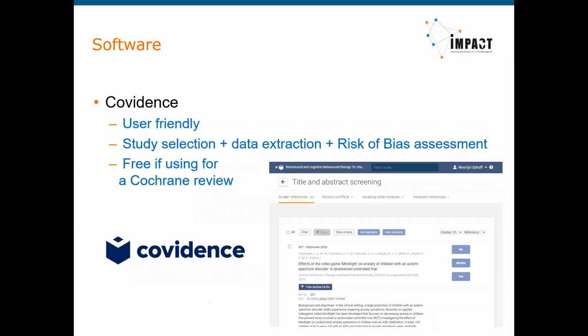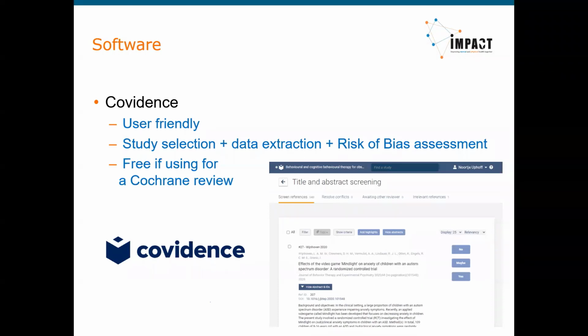The downside is that you have to pay for it if you're not doing a Cochrane review. If you're doing a Cochrane review, you get access automatically. It's very, very user-friendly. Most people find it very intuitive and easy to use. And it takes you through the different stages. So you do study selection, data extraction, and risk of bias assessment, all in the same online software. It's really easy for working with different people at the same time.